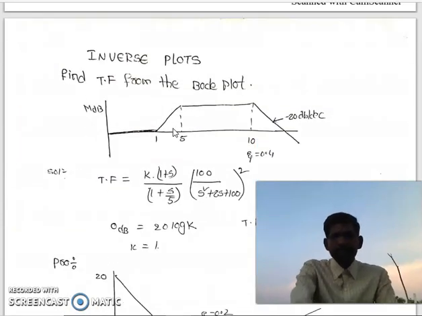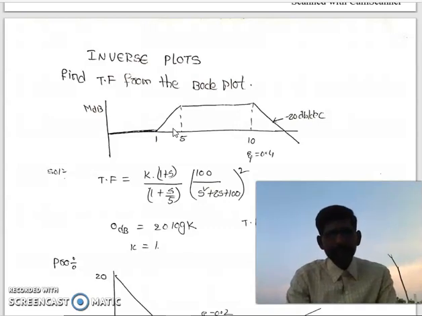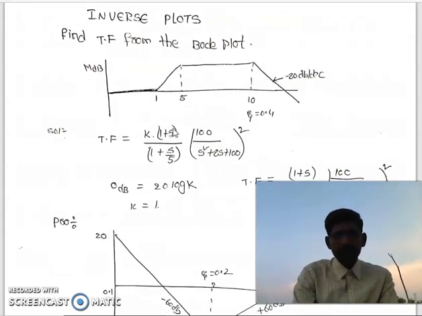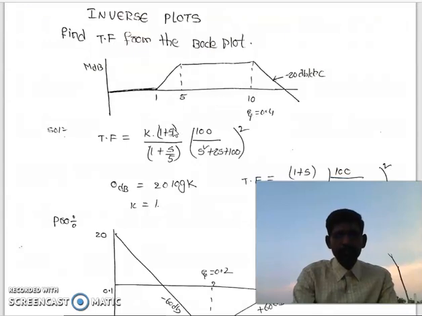The next one is inverse plot. Similarly, they will be giving Bode plots. We need to find the transfer function for the complex poles and complex zeros. This is the Bode plot for this.